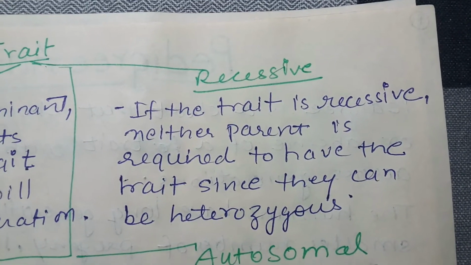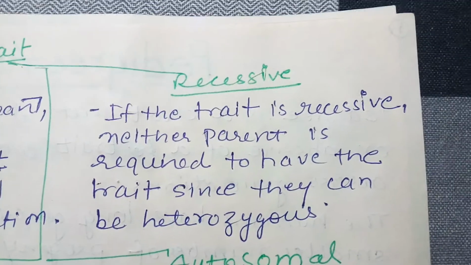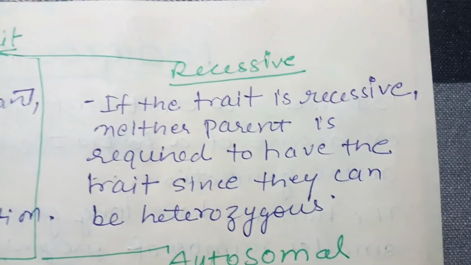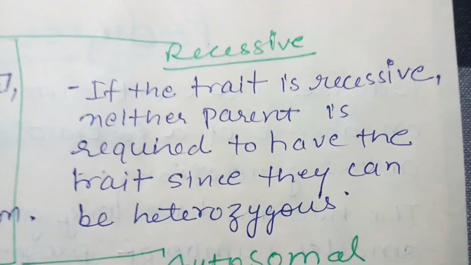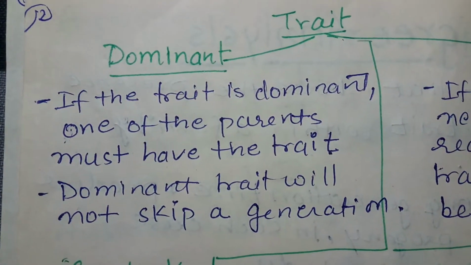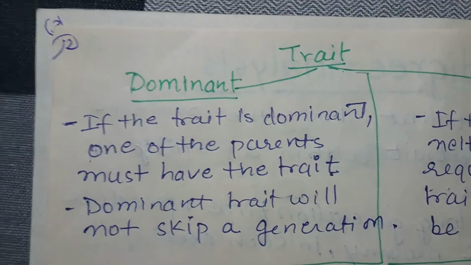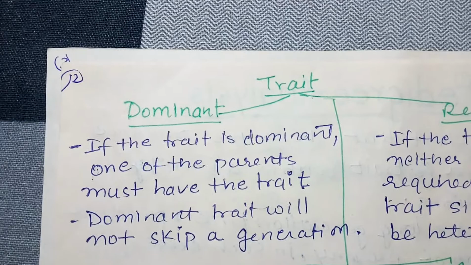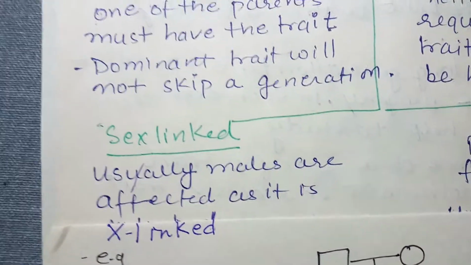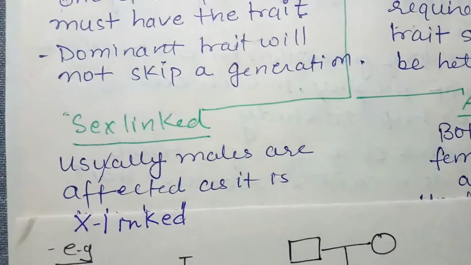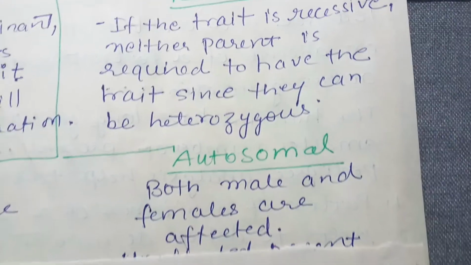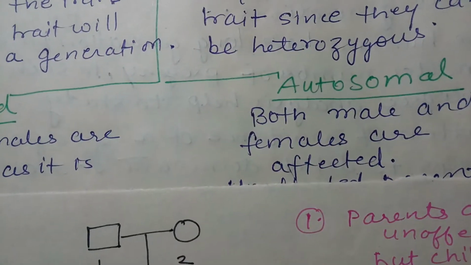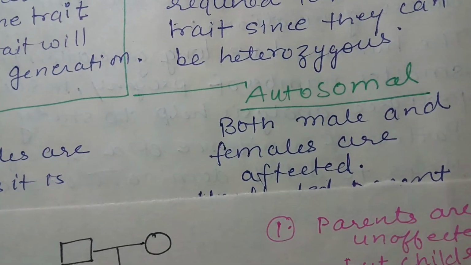But these parents are carriers of the disease. It depends on whether the disease is expressed in the heterozygous condition or not, but one of the parents will be a carrier. This is definitely the condition of recessive. A dominant trait will not skip a generation, whereas a recessive trait will skip a generation. In sex-linked, usually males are affected as it is an X-linked disorder, whereas in autosomal, both male and female are affected. They have equal chances of being affected.